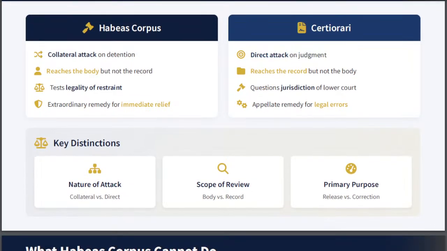Our key distinctions: nature of attack, collateral versus direct; the scope of review, the body in habeas corpus versus a record with certiorari; and the primary purpose, where habeas is release and certiorari is correction of the record. So the immediate and extraordinary remedy of habeas corpus applies to the body, whereas certiorari is focused on the record.